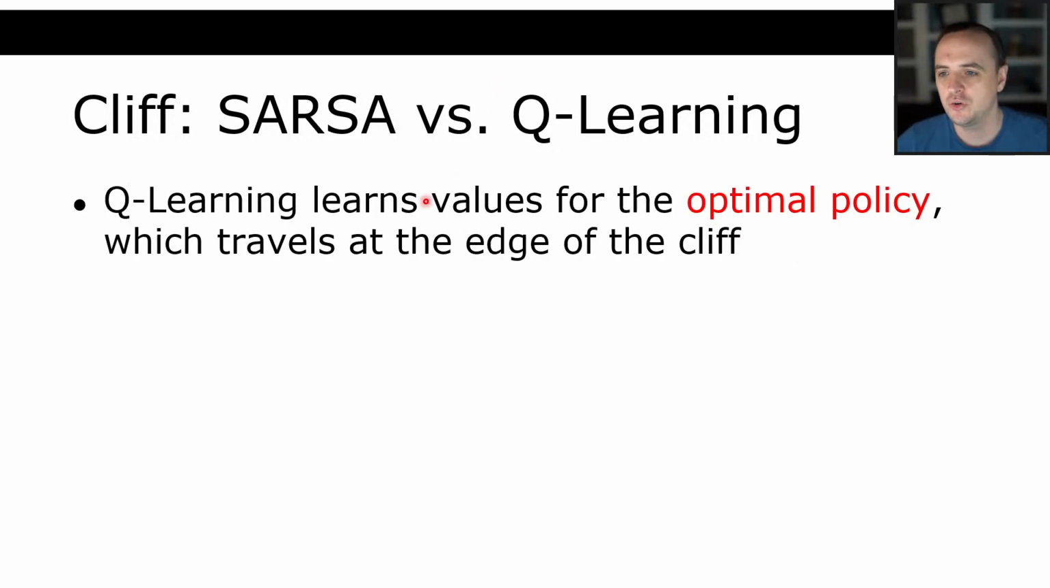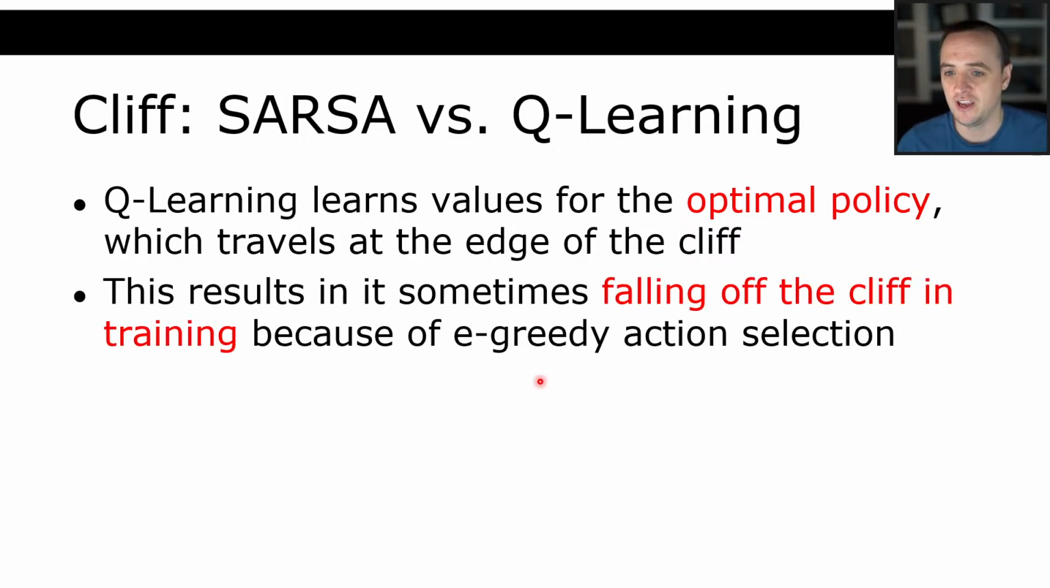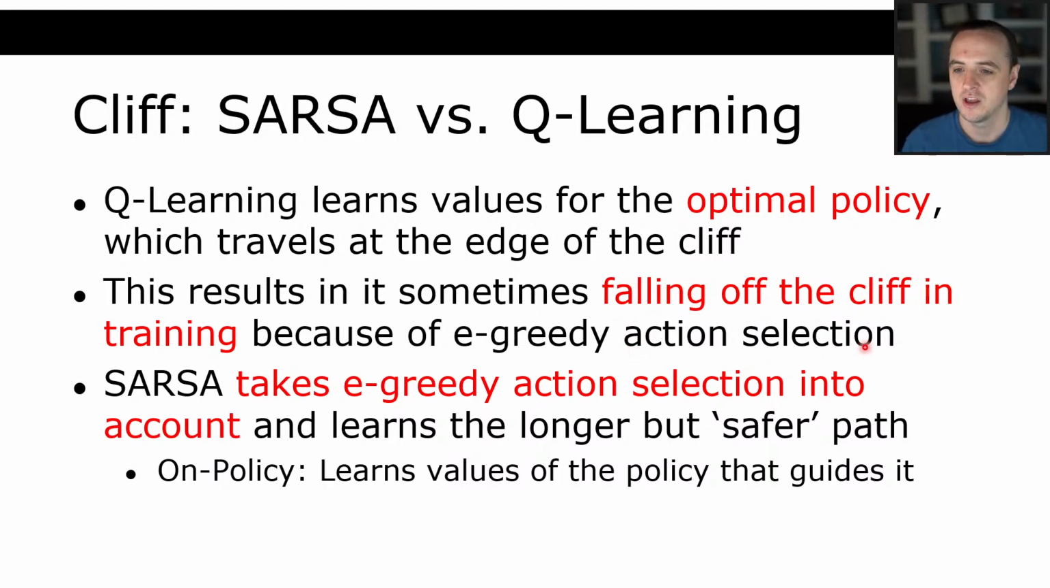So Q-learning learns the values for the optimal policy, which is the policy which takes you right along the edge of the cliff, okay? This results in sometimes falling off of the cliff in training, because in training, it still does epsilon greedy action selection. SARSA takes epsilon greedy action selection into account and learns the longer but safer path, because it's on policy. It's learning the values of the policy that's guiding it.